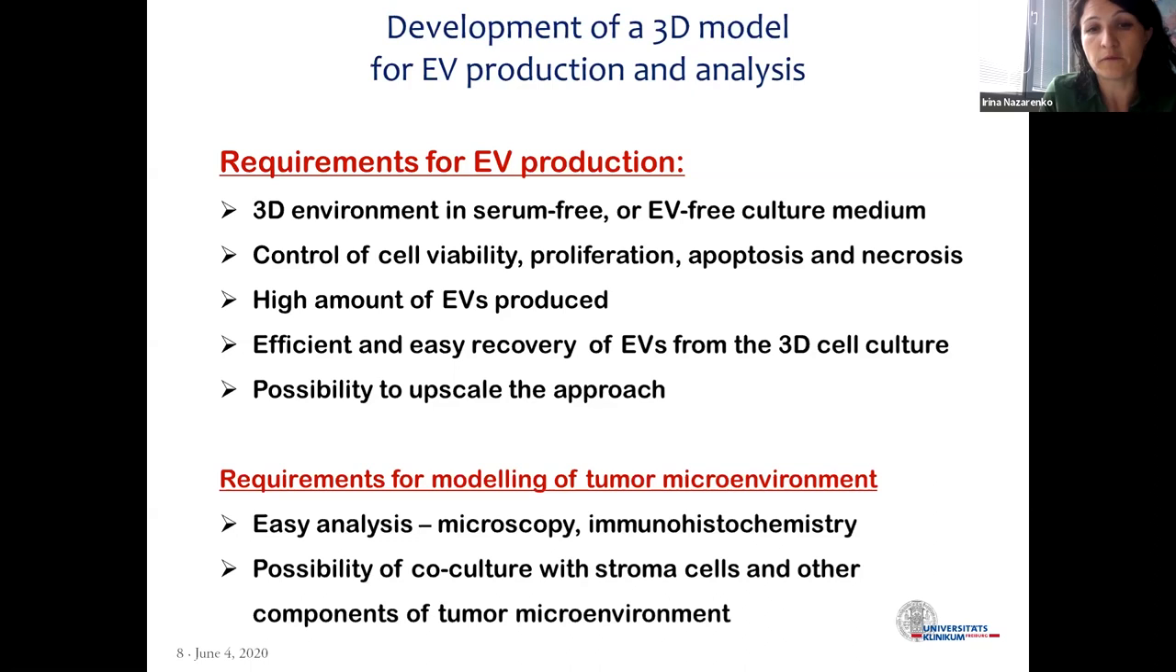Ideally, if we go back to the tumor microenvironment, we would like to have the possibility to do microscopy or immunohistochemistry with this system. Going a step further, since the tumor microenvironment consists not only of tumor cells but also of stroma cells and immune cells, ideally this 3D system must also be compatible with co-culture models, with stroma cells, immune cells and tumor cells. Taking all these parameters into account, we ended up with the conclusion that there is barely a system which can afford these requirements.